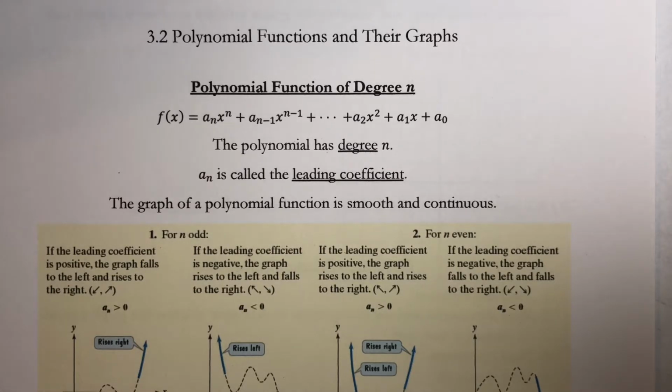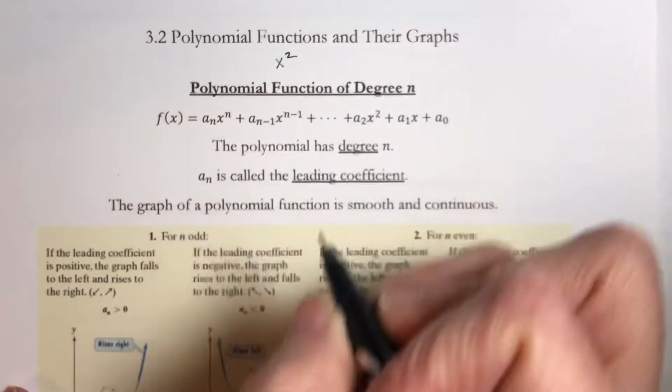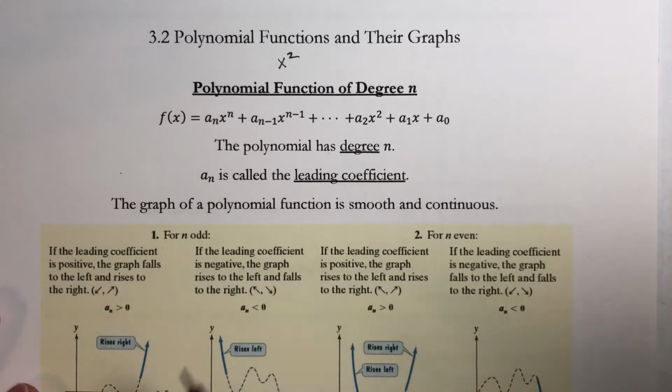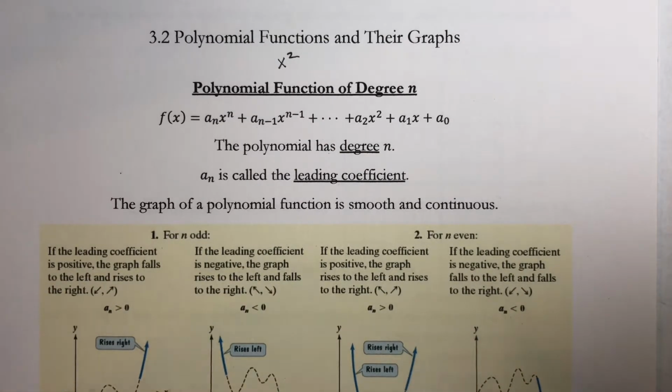This is section 3.2, polynomial functions and their graphs. In 3.1, we talked about the graphs of quadratic functions. Those were equations that started off with an x squared. Now we're going to take what we learned there and extend it to a general polynomial.